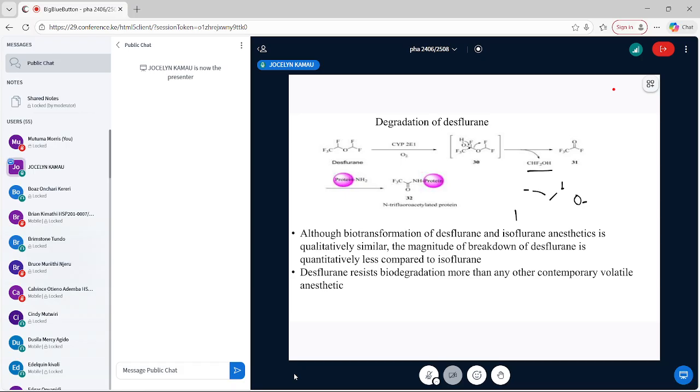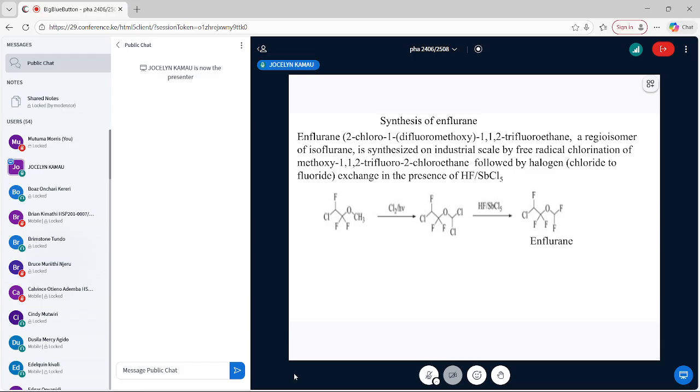because it is qualitatively similar. The magnitude of breakdown of desflurane is quantitatively less compared to isoflurane. Why? Desflurane resists biodegradation more than any other contemporary volatile anesthetic. So the issue here is that desflurane is able to resist the oxidative metabolism compared to the other compounds, and with that stability, it will have less toxicity, as you'd expect. Then the synthesis, I think we mentioned that later. We'll give the reasons later.